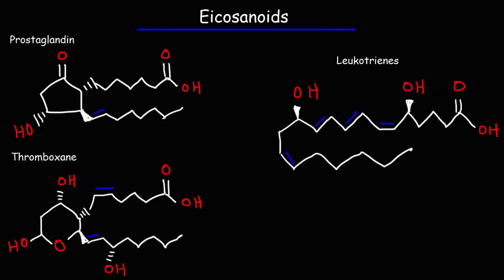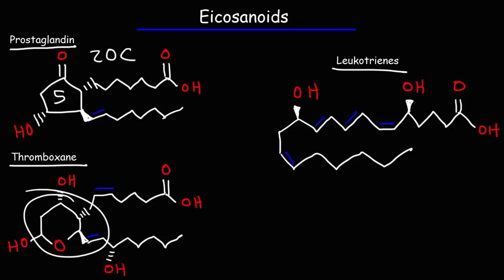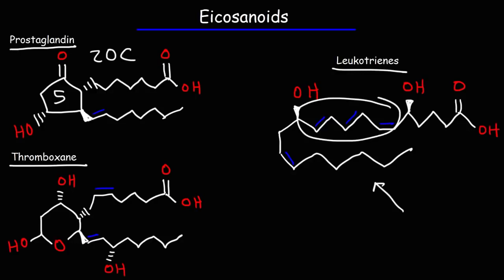Now let's move on to our last category, eicosanoids. There are 3 categories of eicosanoids that I'm going to talk about: the prostaglandins, the thromboxanes, and the leukotrienes. The prostaglandins have a 5 carbon ring and they have a total of 20 carbon atoms. The thromboxanes have a 6-membered ether-containing ring. The leukotrienes have 4 double bonds, 3 of which are conjugated. These are double bonds that alternate with single bonds.